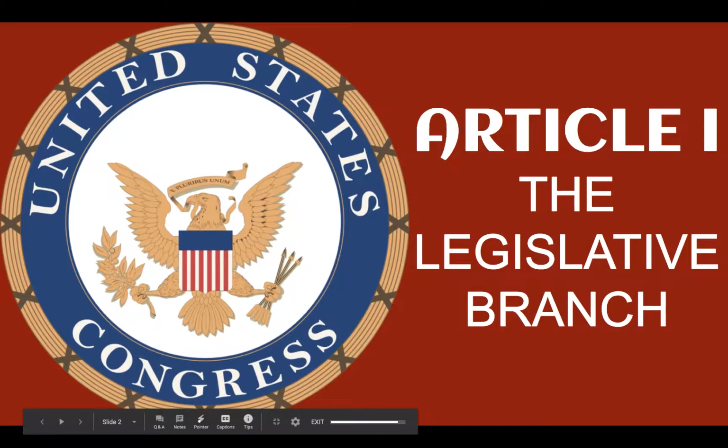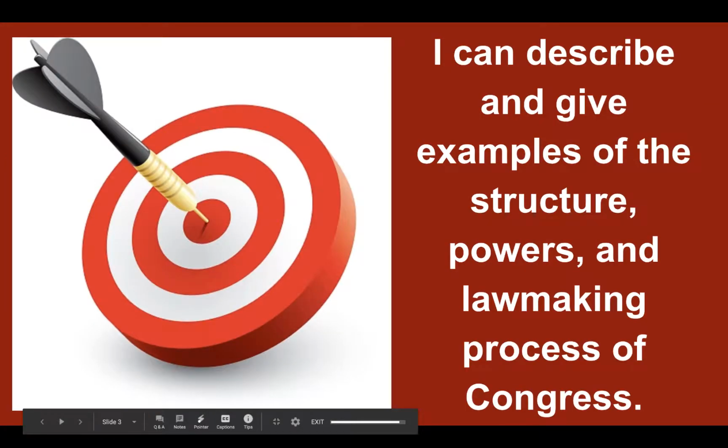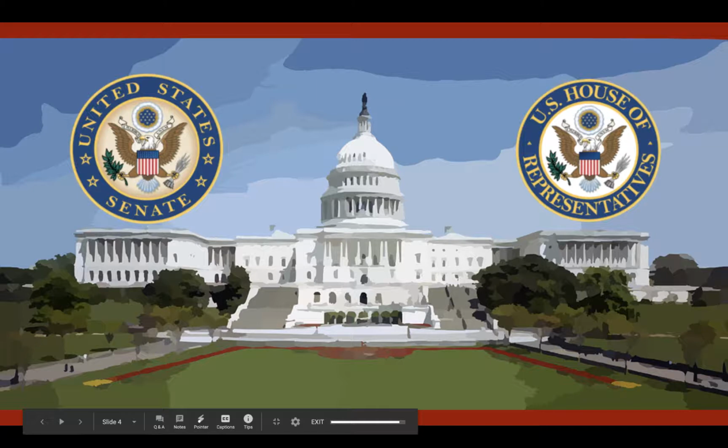Article 1, the legislative branch. You have your Article 1 annotated. The only things you need in Article 1 to know are the ones that actually have a little star next to them. Your target is that you can describe and give examples of the structure, powers, and lawmaking process of Congress. So, we started by talking that Congress is bicameral.